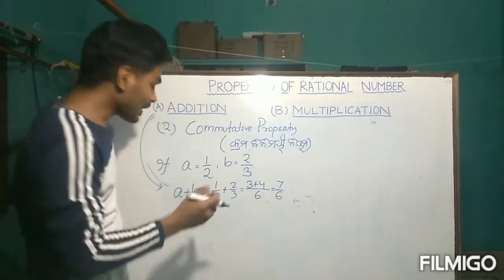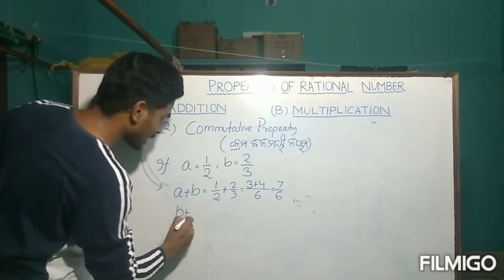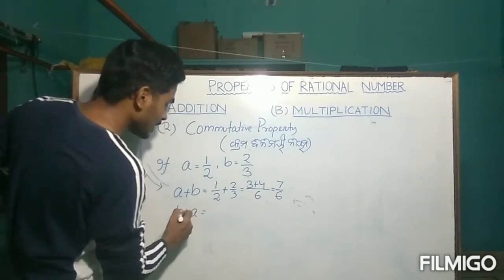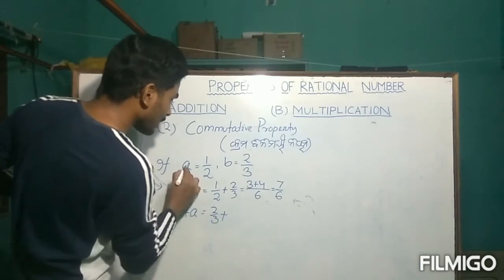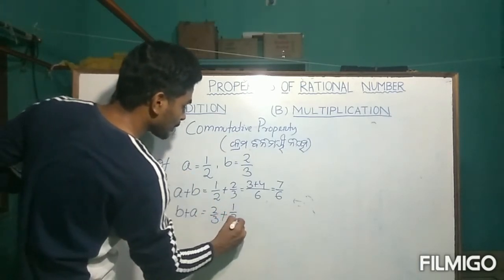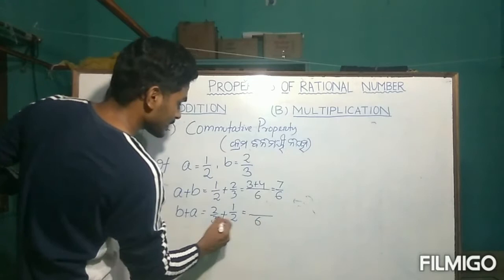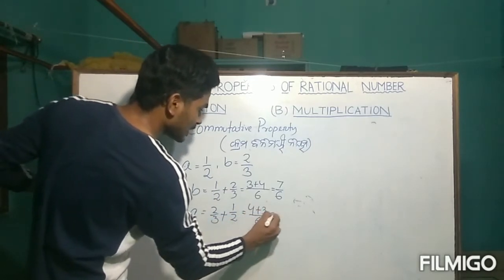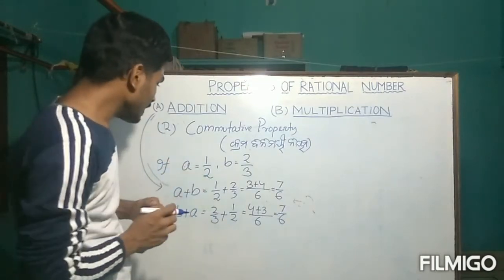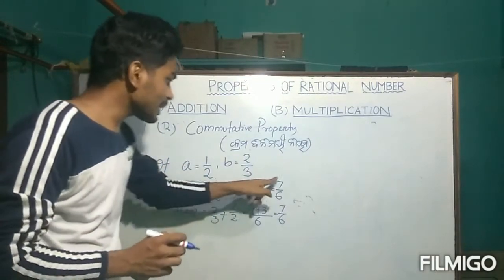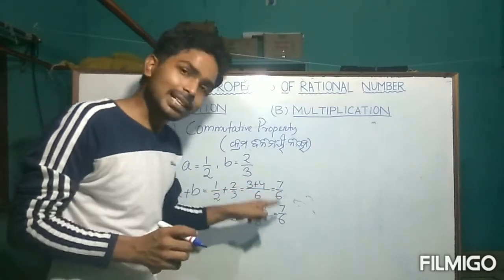Now we will calculate b plus a. So the answer is, in the place of b we will write 2 by 3. In the place of a we will write 1 by 2. LCM is 6. 6 3 2 4 plus 3. 7 by 6. So what we see? We see a plus b is 7 by 6. b plus a also 7 by 6.